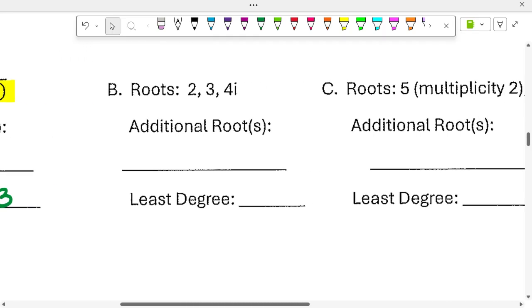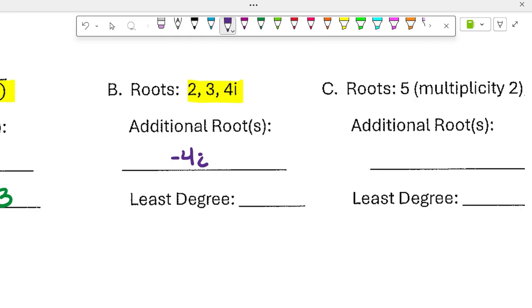What about letter B? So I got 2, 3, and 4i. Is there another root I need to add? I need negative 4i, because we got the positive version. Now I need the negative version. So how many roots do I have total now? 4. So that's the least degree. So that's how you calculate least degree. It's however many you have total after you add on the additional roots that you know for a fact you should have. So if we have 4i, I know for a fact I should also have negative 4i, because using the quadratic formula, it's impossible to not have a plus or minus imaginary number.